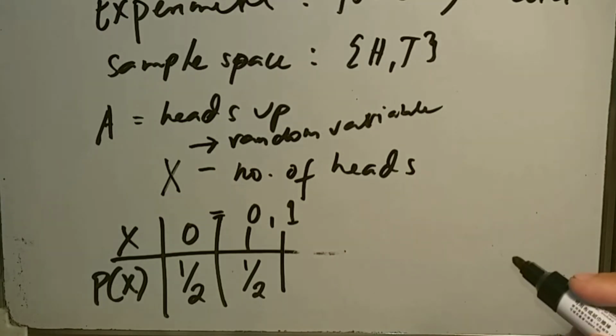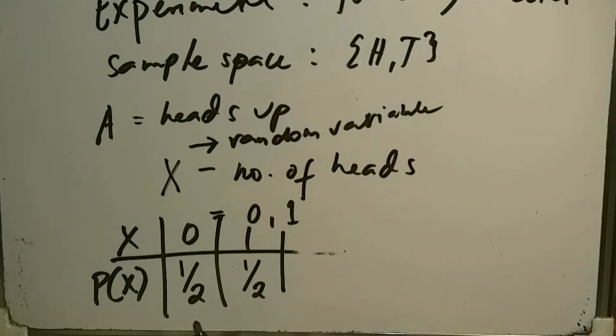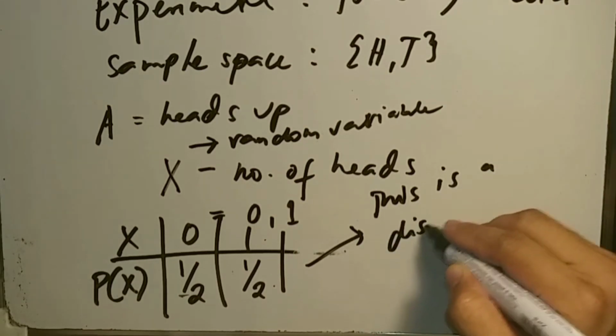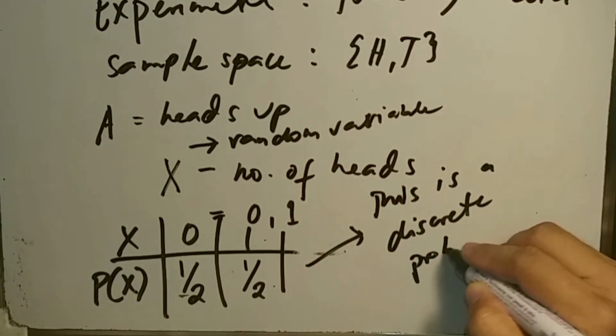Now, checking the conditions of a discrete probability distribution. Each value of the random variable x has a probability between 0 and 1. And if we take the sum of these probabilities, the answer is 1. So hence we can say that this is a discrete probability distribution.